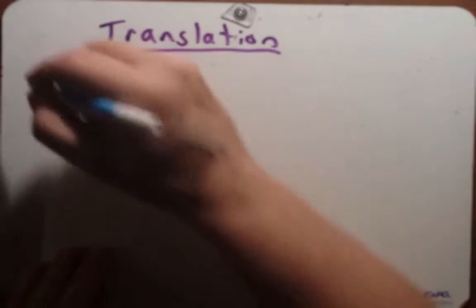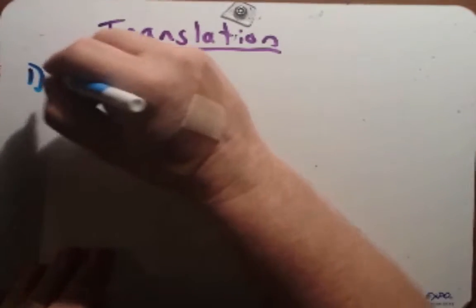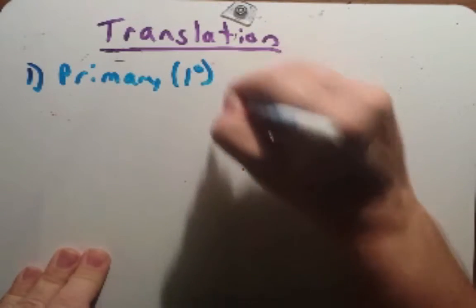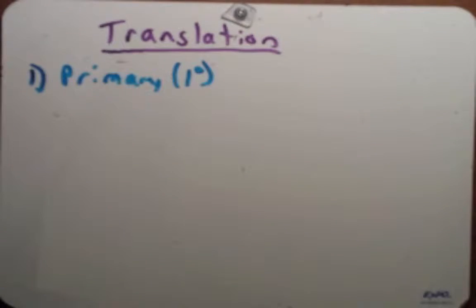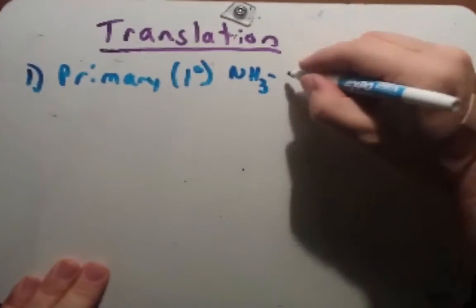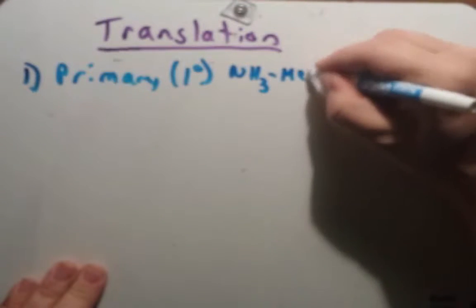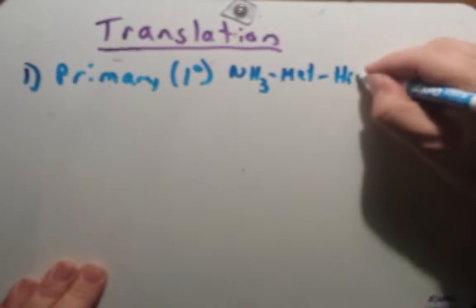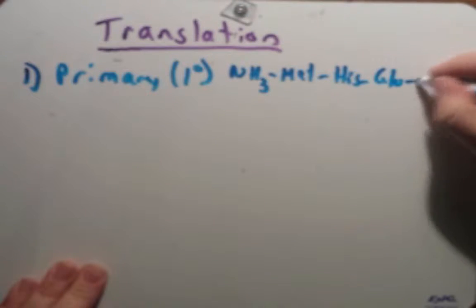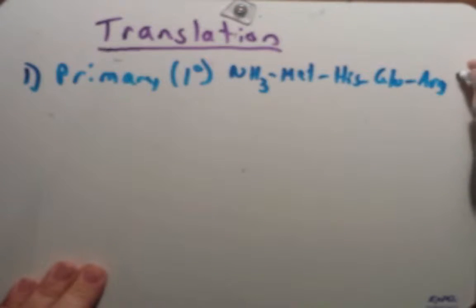The first structure of proteins we should mention is the primary. This is the linear sequence of the protein. So you'll have your NH3, then you'll have a string of amino acids, Met, His, glutamic acid, arginine, and then your carboxyl group. This is the primary sequence.